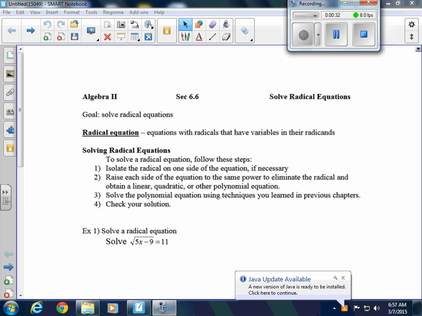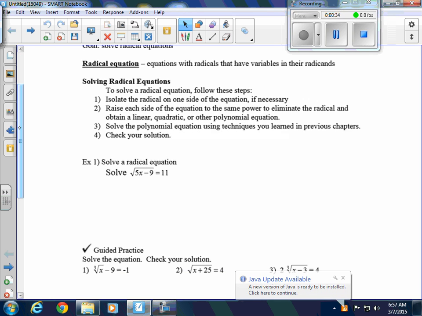So when solving radical equations, we want to follow these steps. First of all, you always want to get the radical on a side of the equation by itself. Just like when we solve the equation 3x plus 2 equals 7, you want to get the x by itself. So you'd subtract the 2, divide by 3, and now you have the x by itself. That's the same thing we're going to do for the radicals. We want to get the radical by itself.